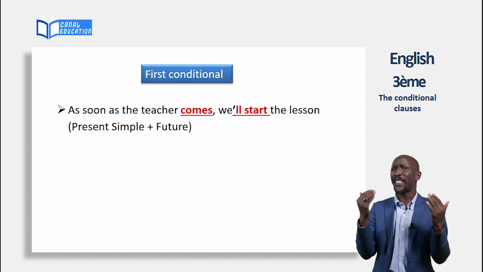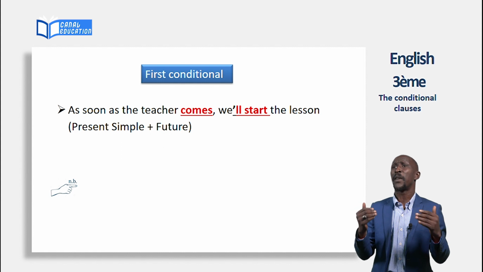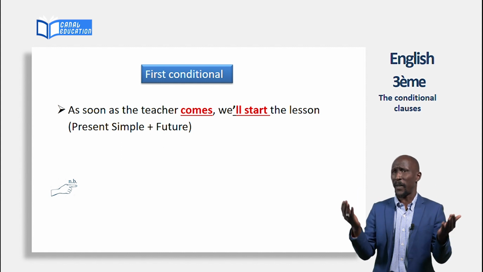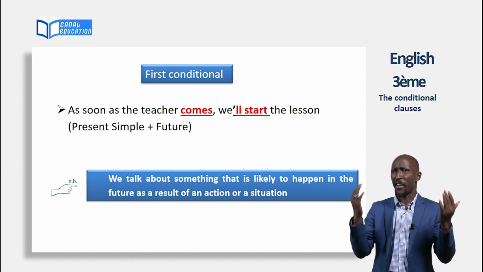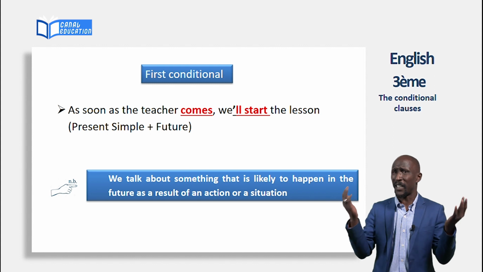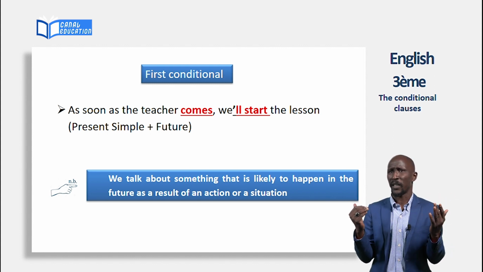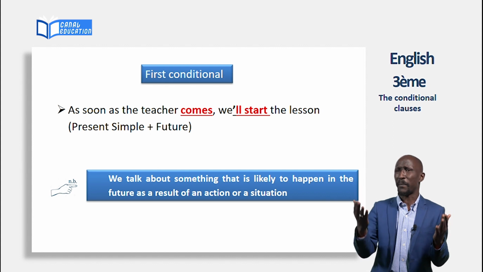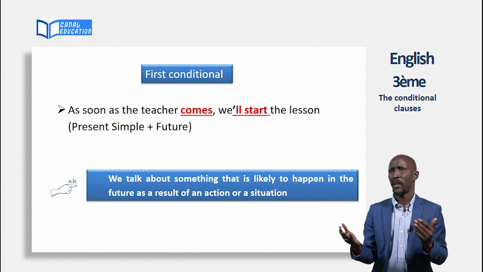That's why we insisted on the title, the conditional clauses, because this lesson is not only the if clauses. Some other linkers can be implicated, like as soon as, like if, like unless, like before, like after, like whenever, like provided that or providing that. You can have other linkers to deal with the conditional clauses. So here we talk about something that is likely to happen in the future as a result of an action or a situation.